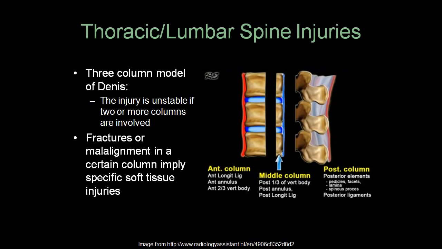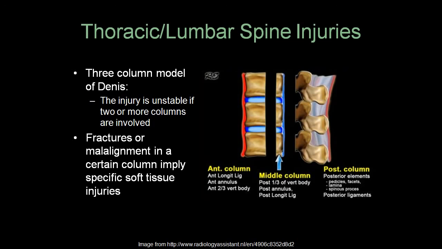Now we'll move on to thoracic and lumbar spine injuries very briefly. The three-column model of Denis is a famous model of thoracic and lumbar spine injuries, which divides the spine into three columns: the anterior column, the middle column, and the posterior column. The anterior column includes the anterior 2/3 of the vertebral body, the middle column includes the posterior 1/3 of the vertebral body, and the posterior column includes the posterior elements. The injury is considered unstable if two or more of these columns are involved.